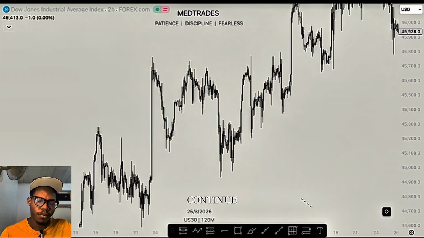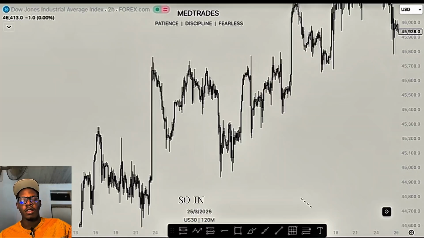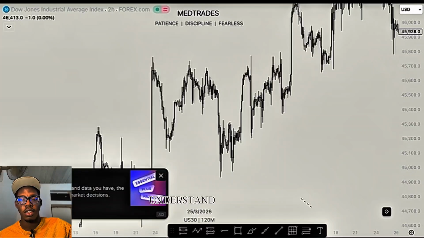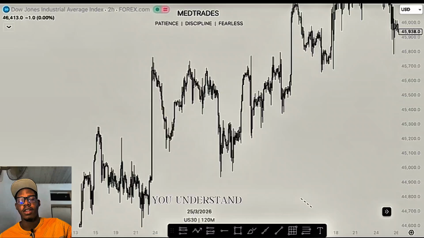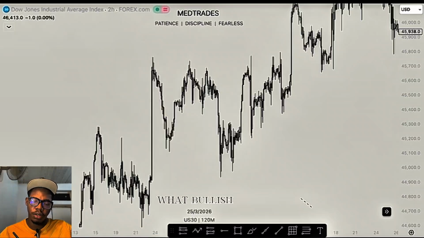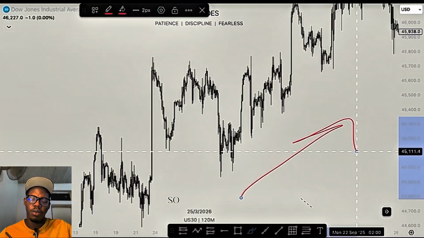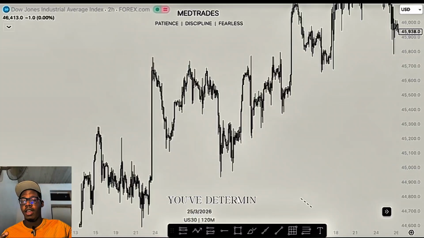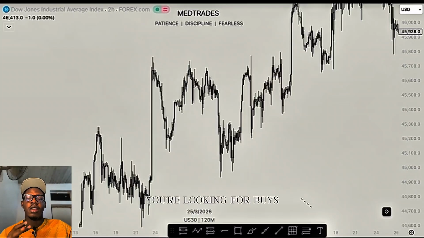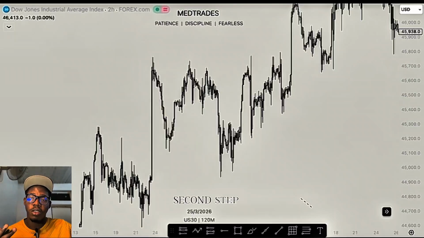So now let's continue. In taking this type of trade, first of all, you need to understand the trend. So in here, we understand that the market is bullish. So what should we look for? We know that we are basically looking for buys. So now we have determined that the market is bullish and we're looking for buys. The second step is to spot out the liquidities.